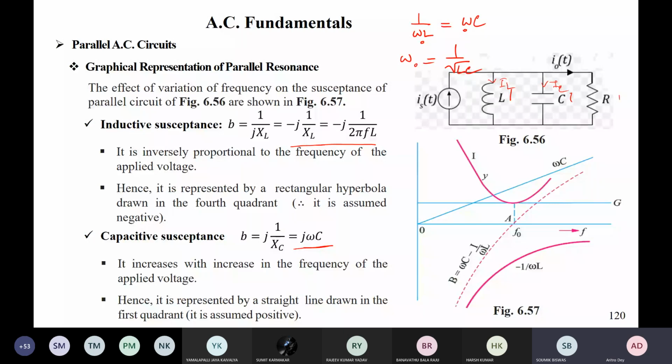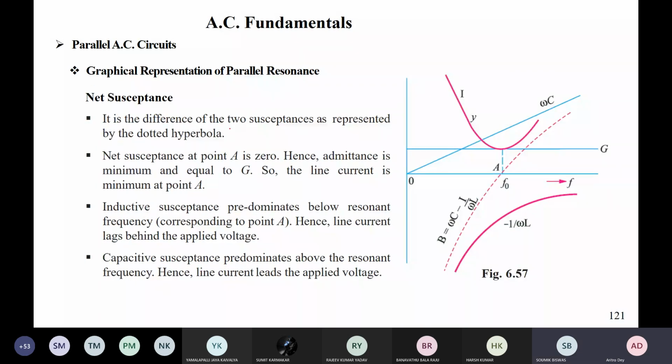You can see that your inductive susceptance is inversely proportional to frequency. It is just like the series resonance, where your inductive susceptance is playing the role of the capacitive reactance. You can see this is 1 by omega L, which in the series resonance was 1 by omega C, just the other way around. So it linearly increases with increase in the frequency. We have just drawn it like this, and it will look just as before, how we got our series resonance.